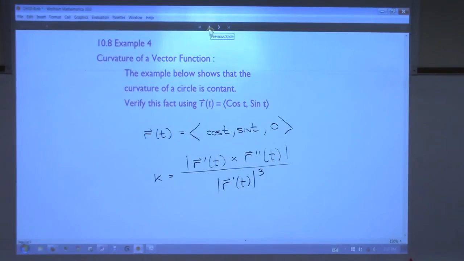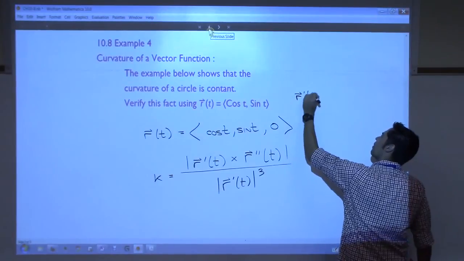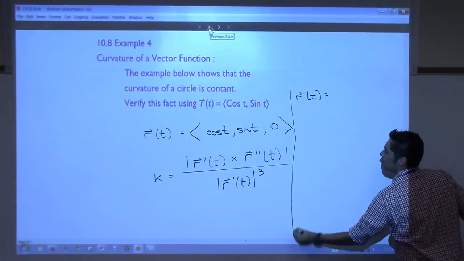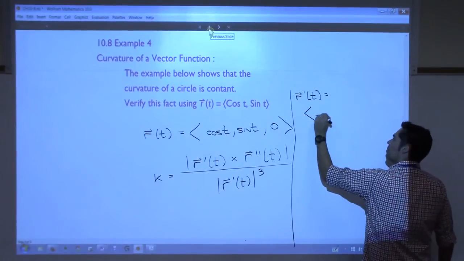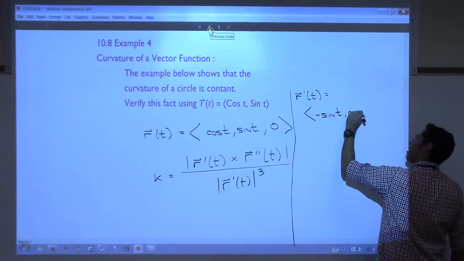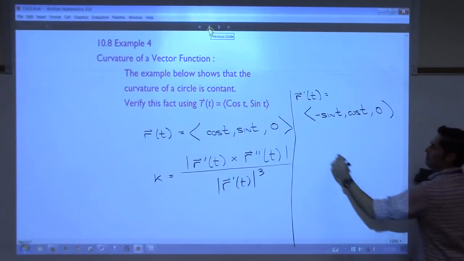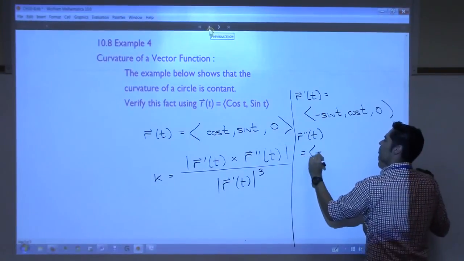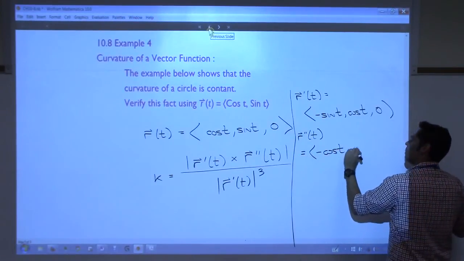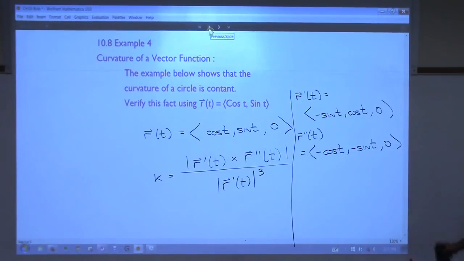Let's do the first derivative. What is the first derivative? Negative sine t, cosine t, 0. What's the second derivative? Negative cosine t, negative sine t, 0 again. Do you understand this, my first and second derivatives?